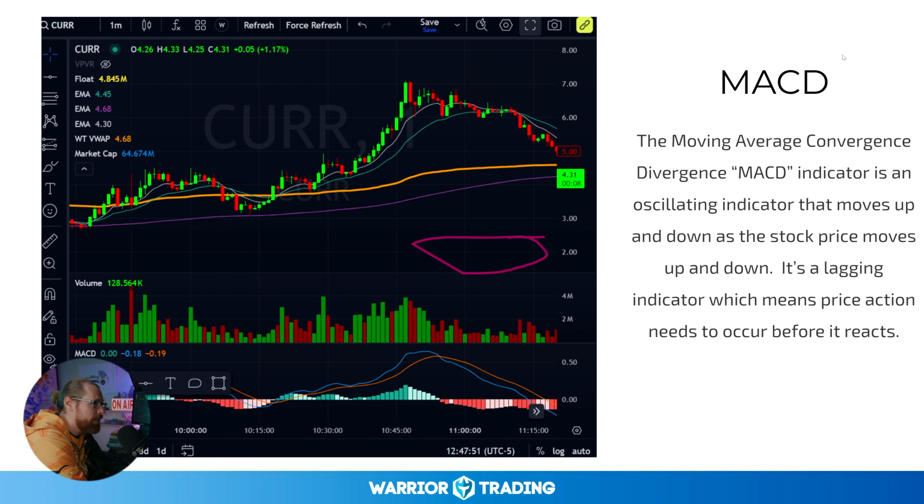The next indicator is MACD. Again, this is an acronym for Moving Average Convergence Divergence Indicator, and it's an oscillating indicator right down here. It oscillates between positive and negative, and what it does is it's comparing the relationship of these moving averages. So moving average convergence means the moving averages are converging, they're moving together, and divergence is when they're moving apart.